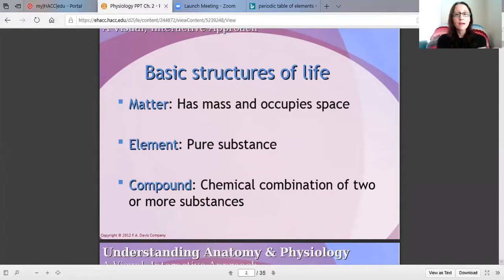So you are matter. An element is a pure substance, and what that means is it just can't be broken down into anything smaller. A compound is a chemical combination of 2 or more substances. And of course, I'm wearing my chemical compound shirt here. This is actually supposed to be representative of DNA. I thought it was appropriate for today.